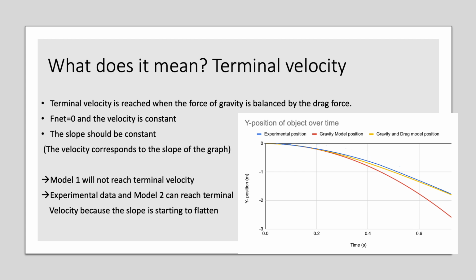Terminal velocity is reached when the force of gravity is balanced by the drag force. In other words, the net force must be equal to 0 and the velocity is constant. Since the slope of the graph corresponds to the velocity, the slope should be constant and not change. As you notice from the graph, Model 1 will not reach terminal velocity since its slope is not constant, while the experimental data and Model 2 will reach terminal velocity because their slope is starting to flatten.